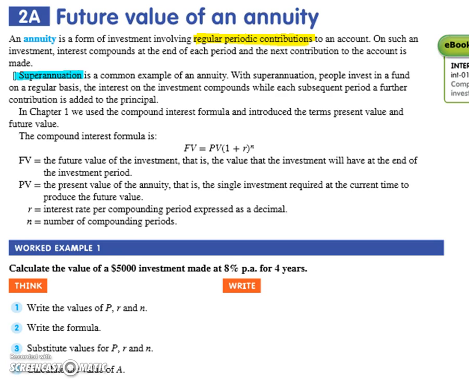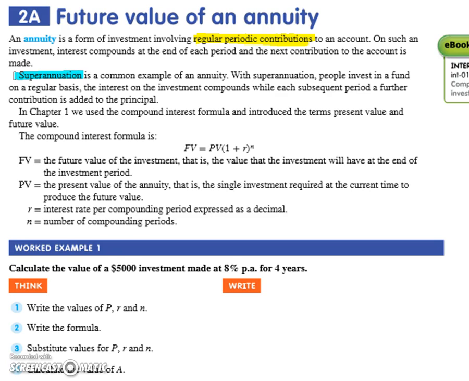So with super, for example, people invest in a fund on a regular basis. Mine goes in every fortnight when I get paid. The interest on the investment compounds while each subsequent period a further contribution is added. So every fortnight more money goes in and interest gets added onto that as well.